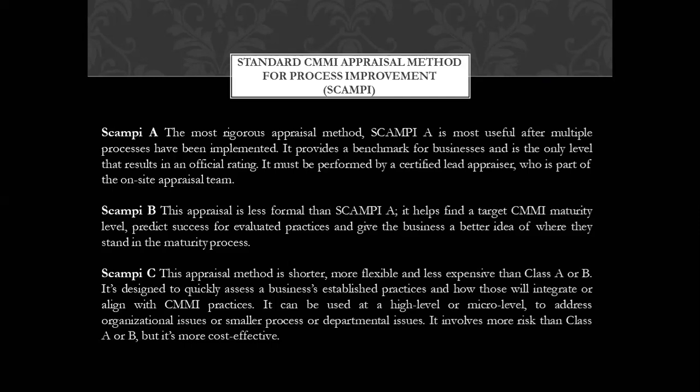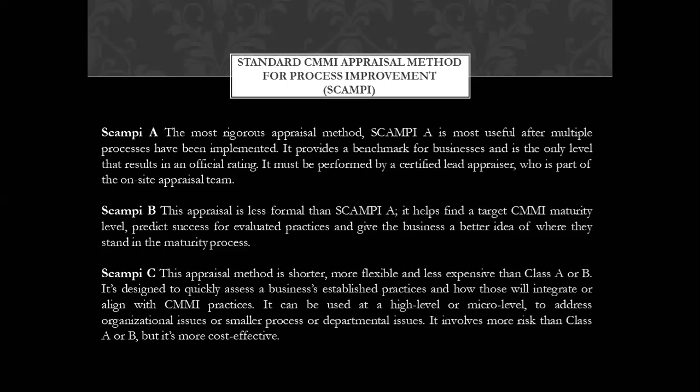You can remember them as appraisal methods only, standard CMMI appraisal methods for improvement of the process. So there are three levels. At level A, which is very strict, it is performed by the on-site appraisal team or lead appraiser. Level B is a little less formal than level A, and in level B they have to provide some better ideas. Obviously, it happens in A also, but if the team is very strict, sometimes they just give the grade to the organization and that's it.